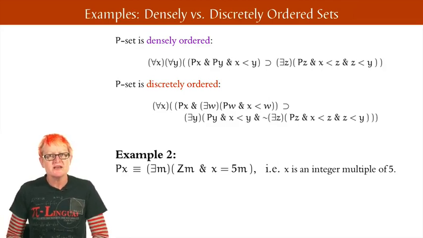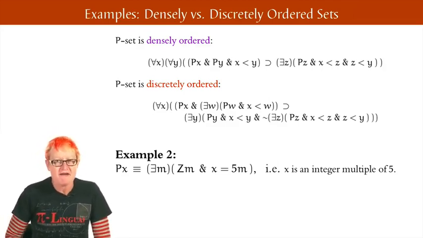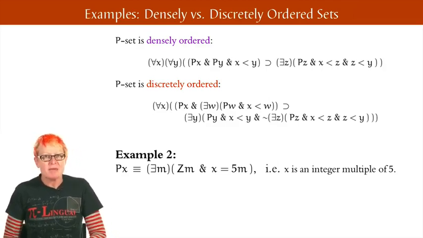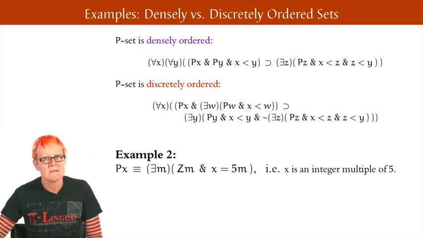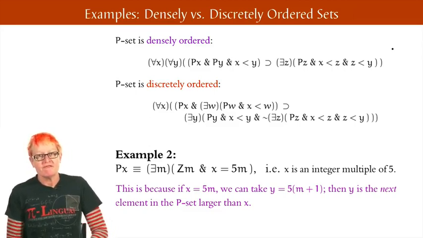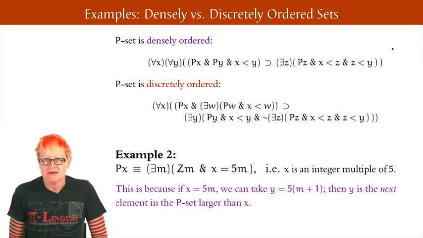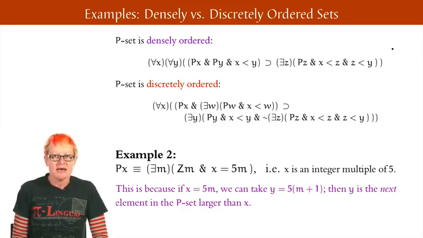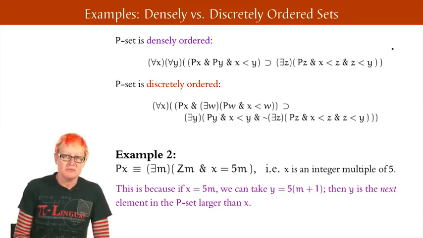In example 2, consider the predicate P that picks out the integer multiples of 5. Px holds if and only if there is an integer m such that x equals 5 times m. This P set is discretely ordered. For each x in P, if x equals 5m, then the next number in the P set is 5 times (m plus 1), and there is no largest number in the P set.